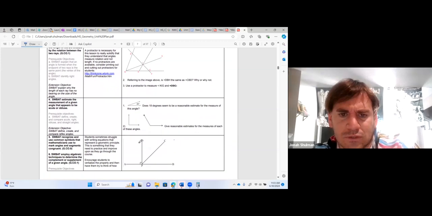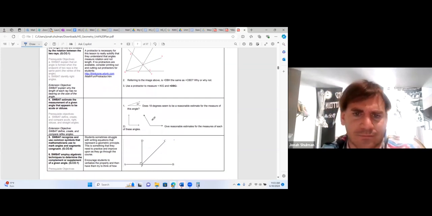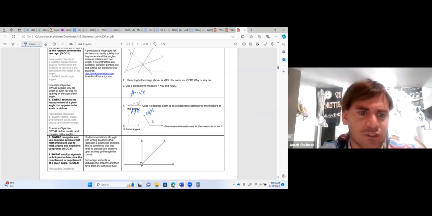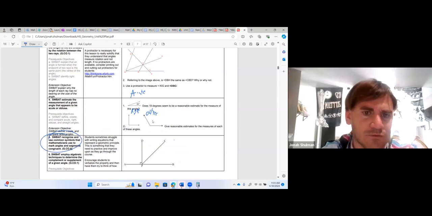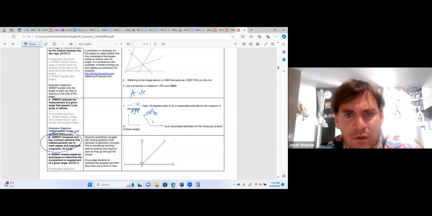So these are just acute, right, and obtuse angles. I'm going to see if there's a calendar. But this is just another way. They have the objective here and they have the example.